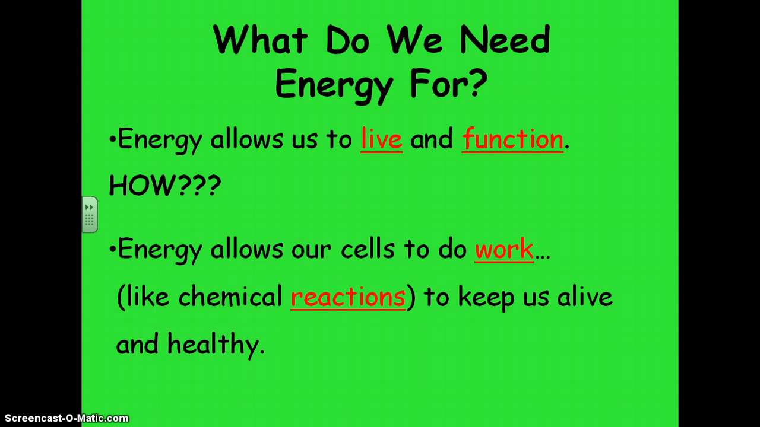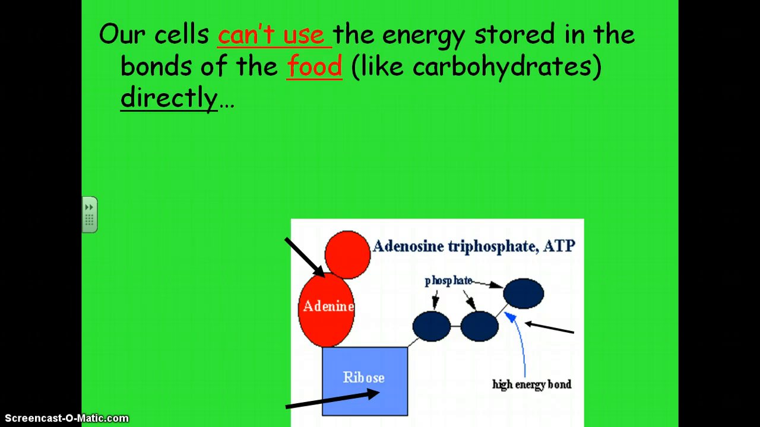And how does it do that? Energy allows our cells to do work. An example is a chemical reaction. Now remember, chemical reactions are supported by proteins called enzymes, but the enzymes need energy, and that energy is ATP, and they use it to maintain a healthy and living lifestyle.